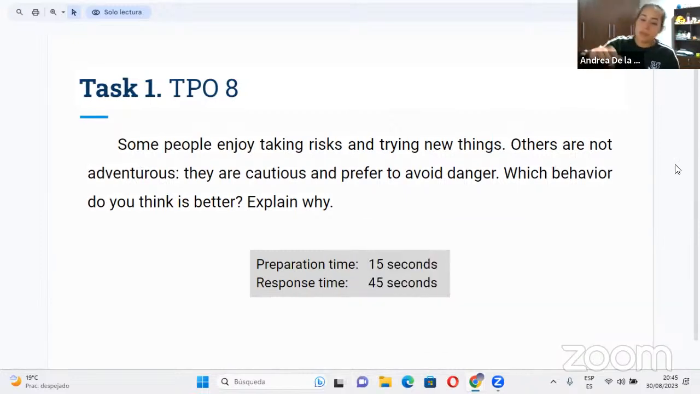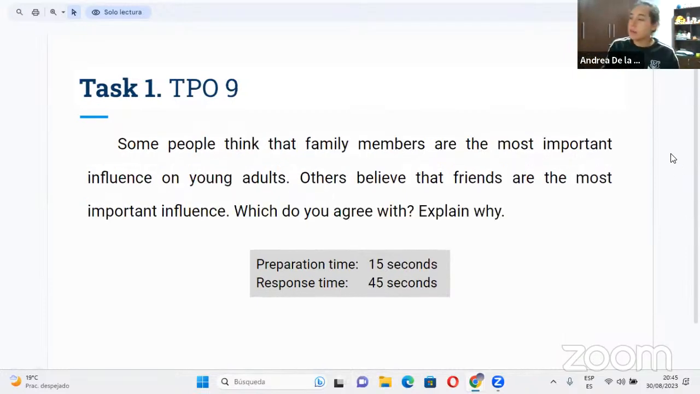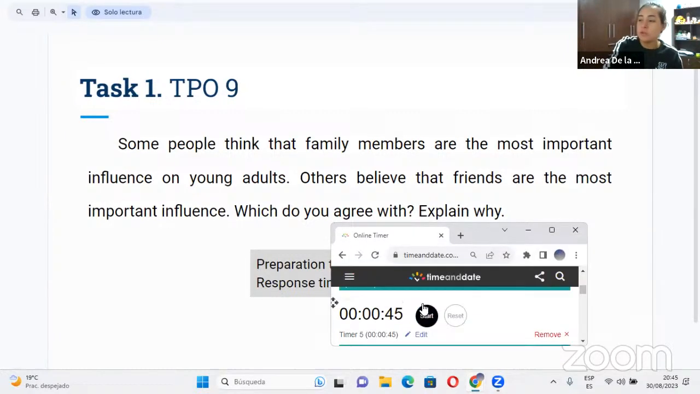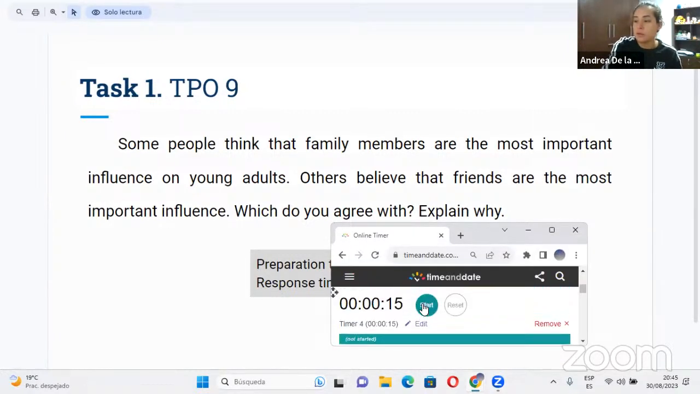Okay, let's do another one. The question here says, some people think that family members are the most important influence on young adults. Others believe that friends are the most important influence. Which do you agree with? Explain why. Now you guys will have 15 seconds to prepare your responses.